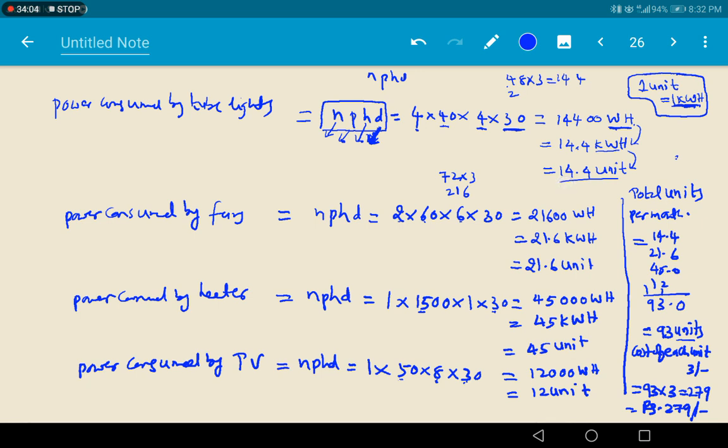So like that you can find power consumed by each device in the house. Then you can add the total units consumed by all the appliances. Then you are going to get the total number of units consumed in that house per 30 days or per given number of days. Then you can multiply this number of units by the cost of each unit. Then you are going to get the answer for the electricity bill in the house.